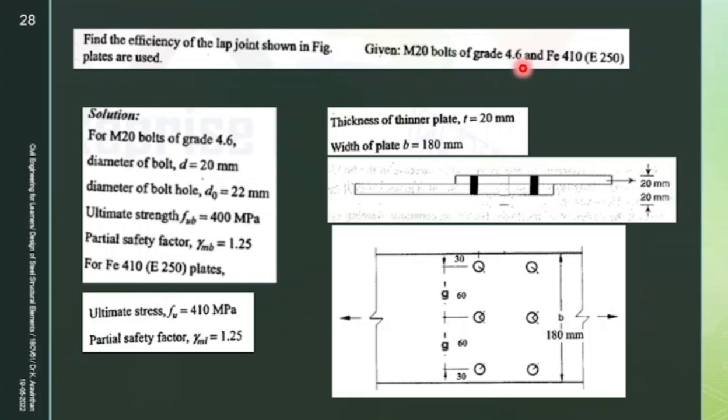fub for bolt, fub equals how much? 400 Newton per mm square. Below that you write fyb equal to 400 into 0.6. How we got 0.6? If the grade was 4.8, then you have to multiply 400 into 0.8. Since this is 0.6, multiply 400 into 0.6, which will be 240. Now partial safety factor they have given us 1.25.